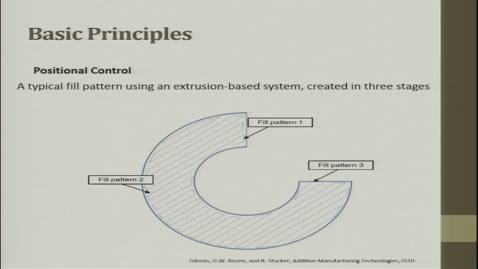So, this is the external feature and this is the internal fill. We can see here, this is a pattern, this is a pattern, and this top one is a pattern. A typical fill pattern using an extrusion based system is created in 3 stages. One is filling vertical. The other fill pattern is at an angle, and the third one is along a different angle. So, this is along a straight line.